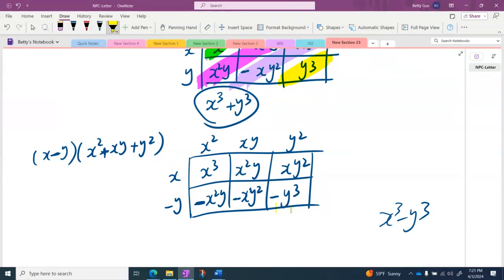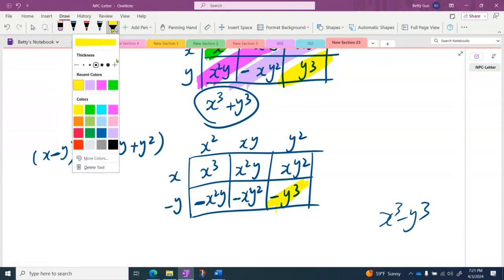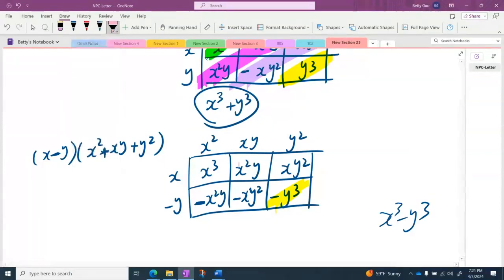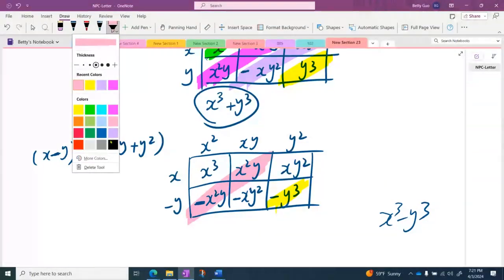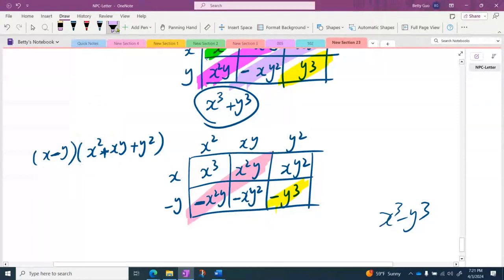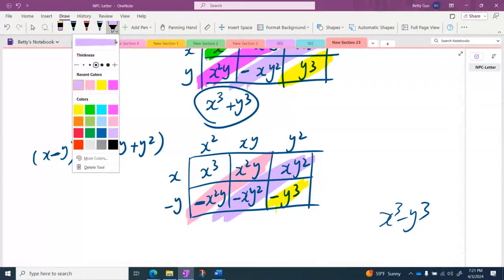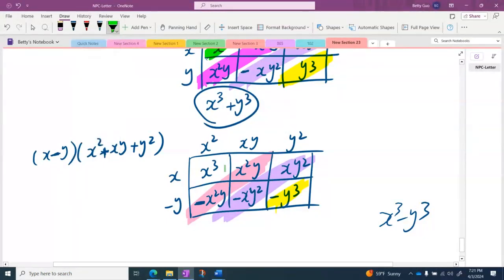Let me color them. This is the yellow. This is the purple. And this is, sorry, this is pink. This is the purple. And this is the green. The green gives us x cubed.